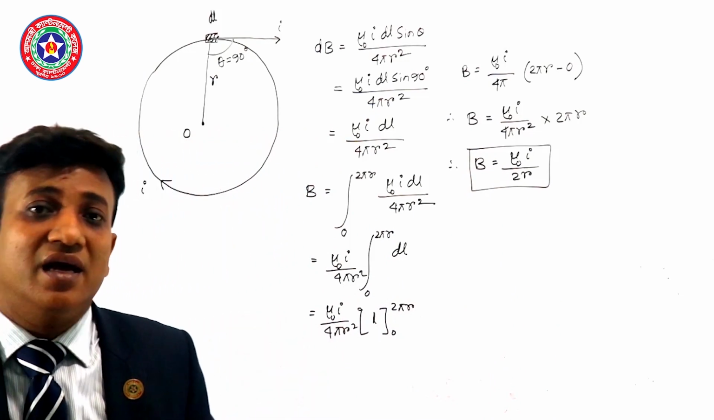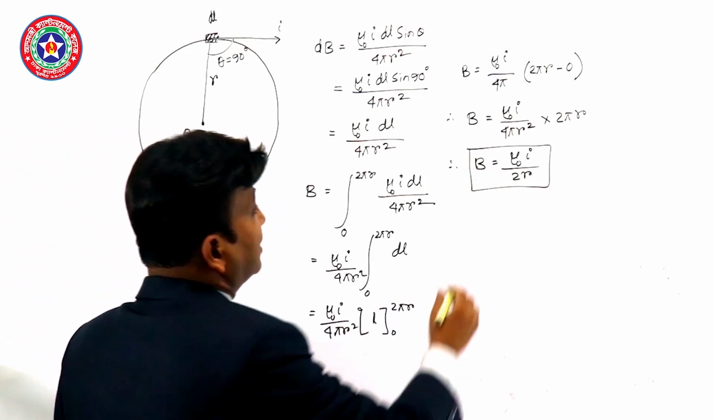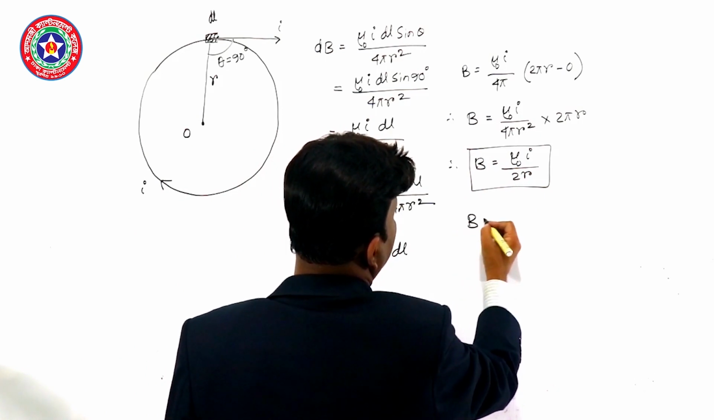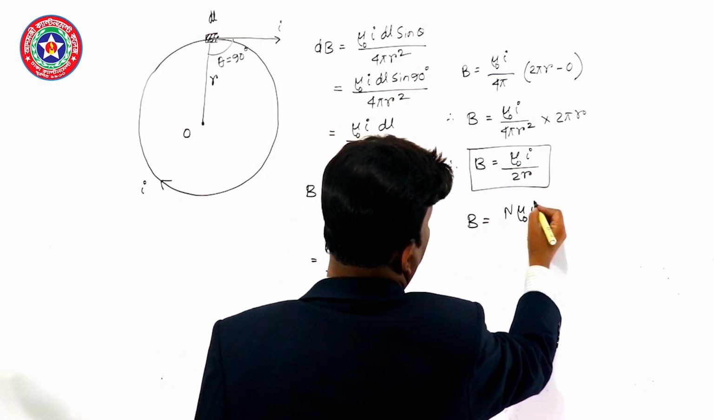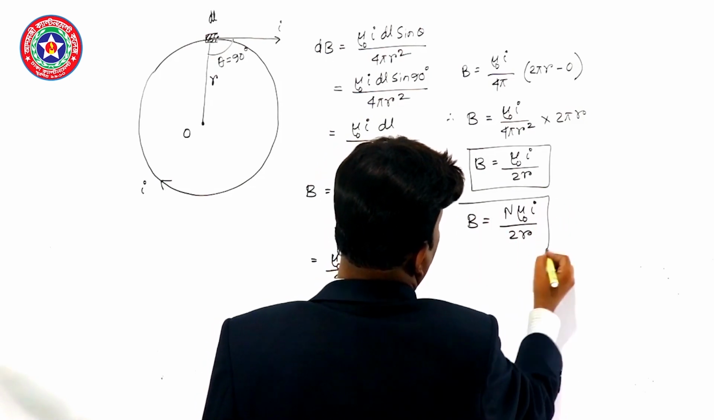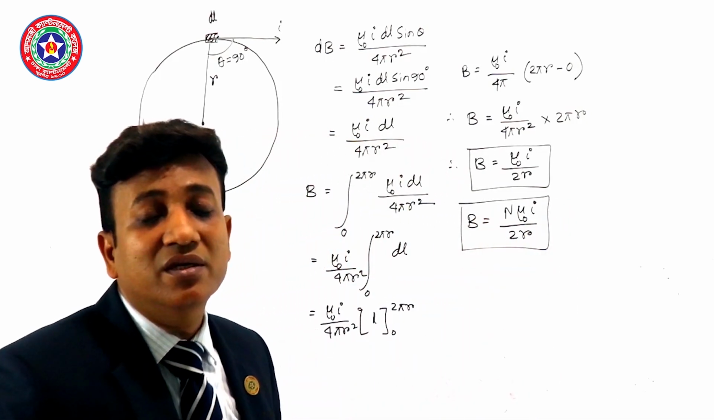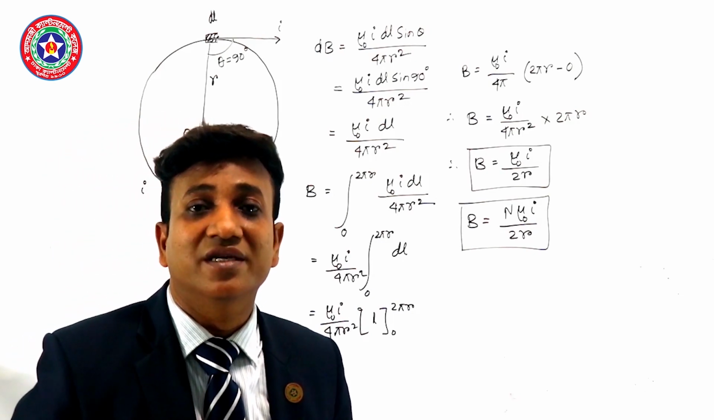If the coil is an n-turn coil, then the above equation will be B equals n μ₀ I by 2r. Hope you have understood it. Now I will discuss how we can calculate the magnetic field at the center of a circular arc. If it is not a complete circular coil, then how can we calculate the magnetic field at the center?